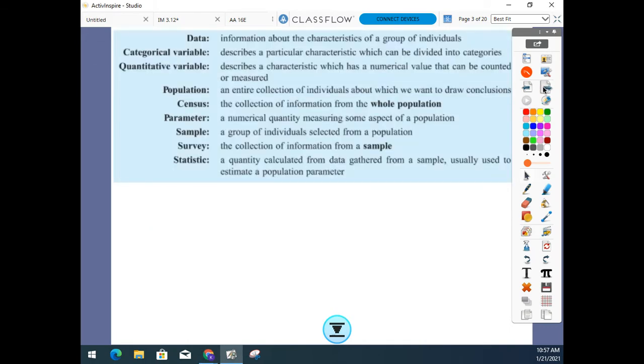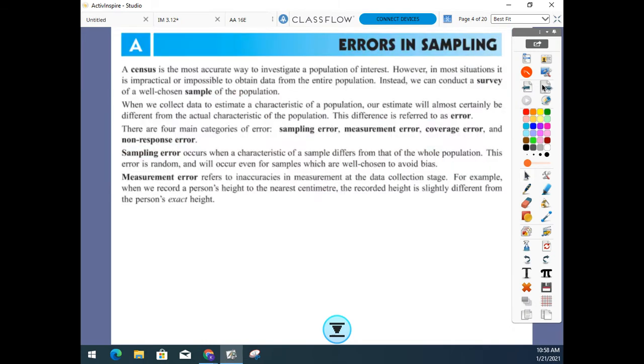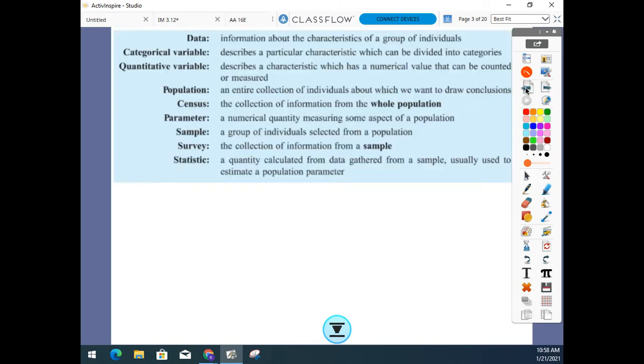Section A really doesn't even have an example. It's just the vocabulary. So you might just want to pause the video and get all of this vocabulary done, and it'll just be easier for you to do this without me talking.